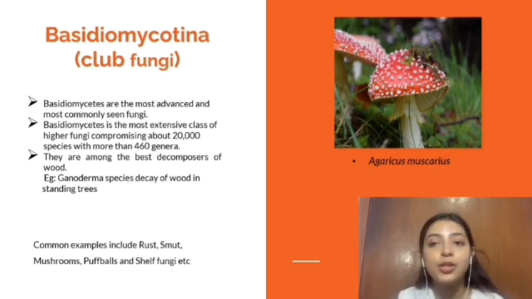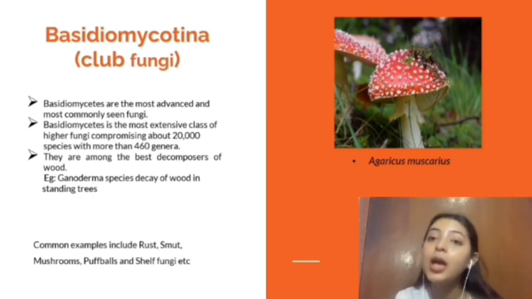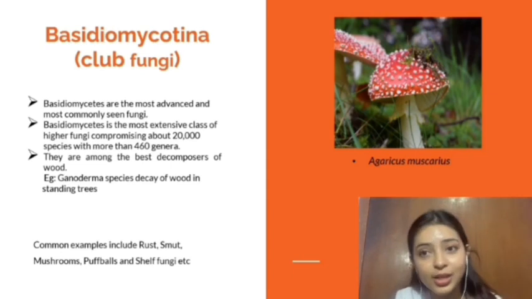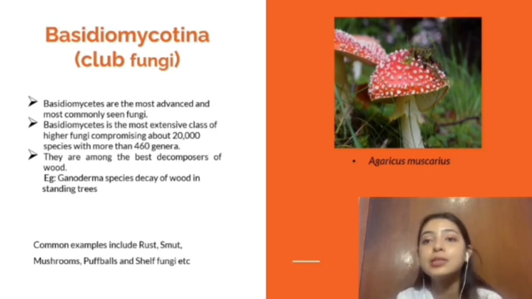The term Basidiomycetes is given because of its reproductive structure, which is known as basidia, and this structure produces spores that are known as basidiospores. Basidiomycetes are also among the best decomposers of wood, for example, Ganoderma. Some examples of Basidiomycetes include rusts, smuts, mushrooms, puffballs, and last but not the least, shelf fungi.